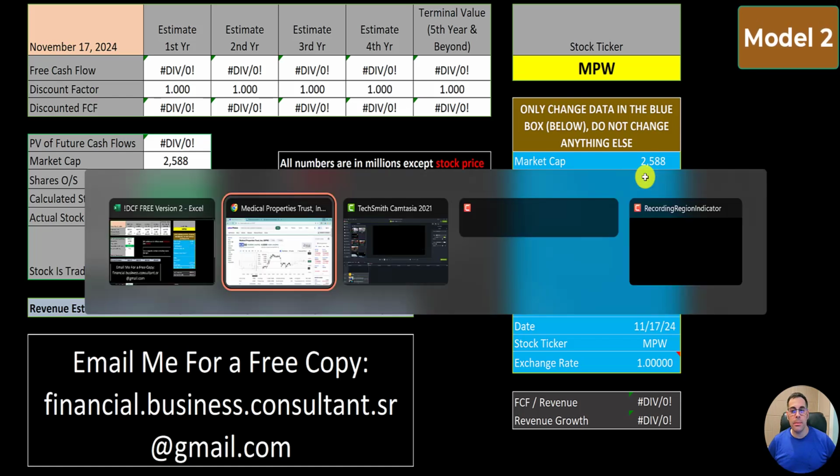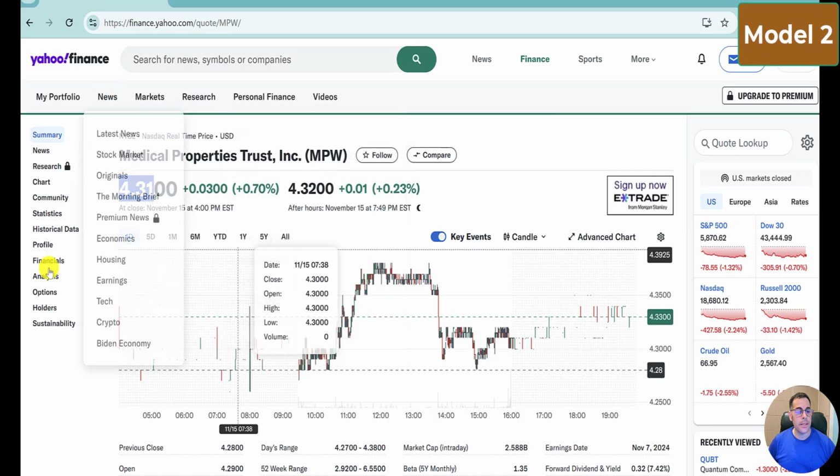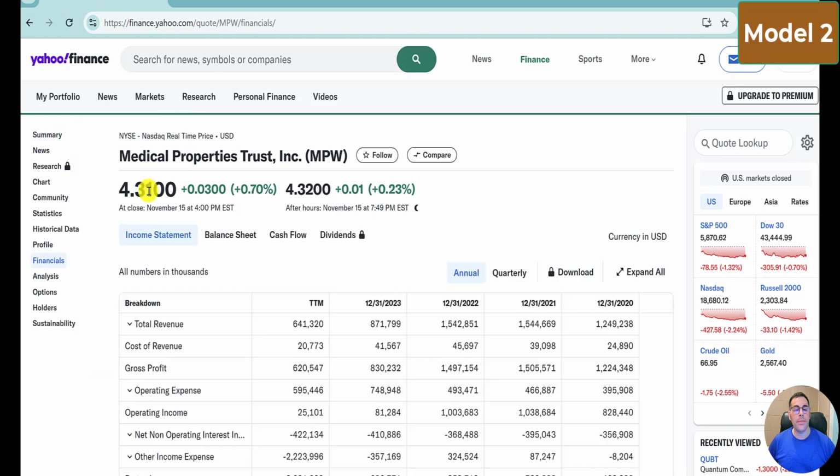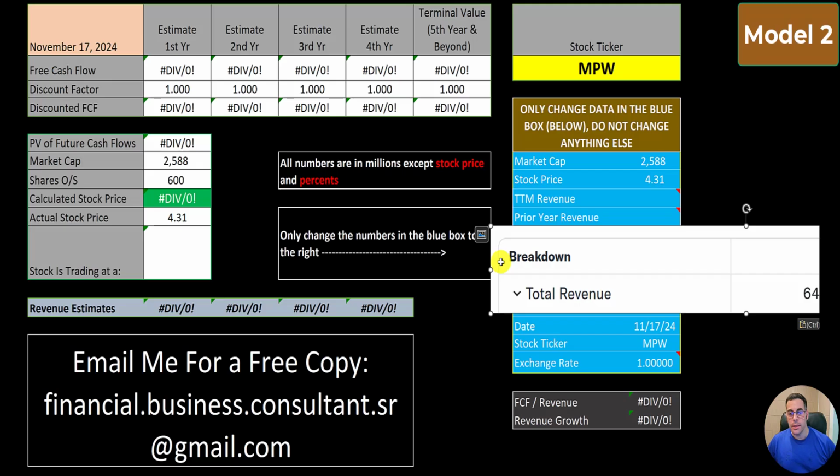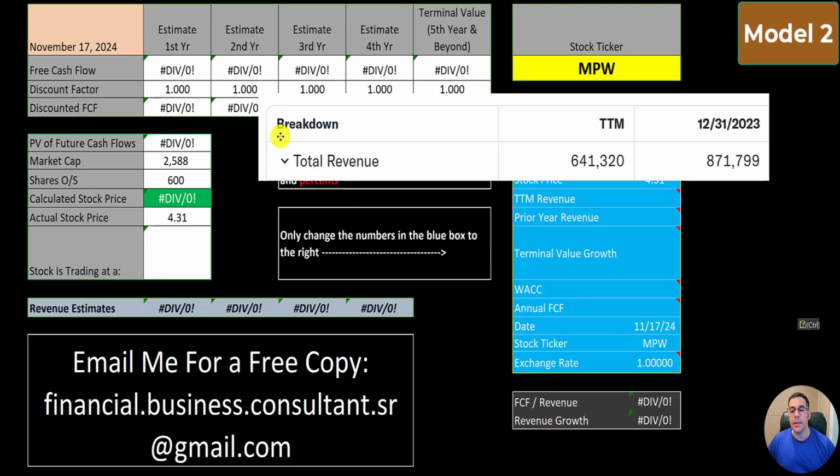Let's get the revenue numbers. We'll go to Yahoo Finance, go to Financials. And the great thing about revenue is it can't be negative. Let me get a screenshot of this. So this looks bad. Their revenue has gone down. Let's just put in what they have.